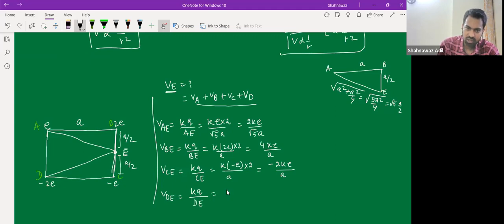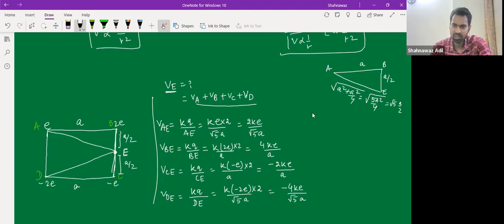So this is kQ, minus 2kE by this DE, which is the same distance, a by 2, so same distance, root 5a by 2. So this is how much? Minus 4kE by root 5a. Okay, so is this part clear, right, guys?